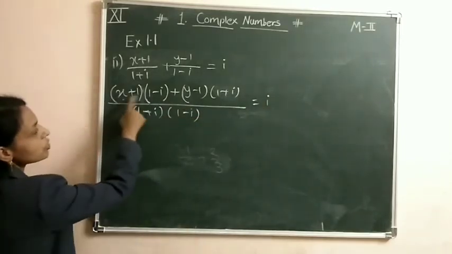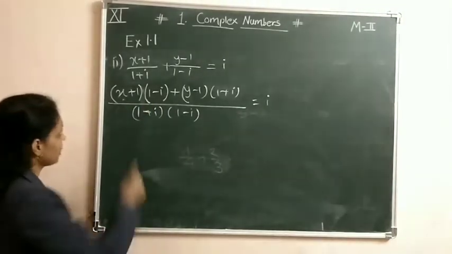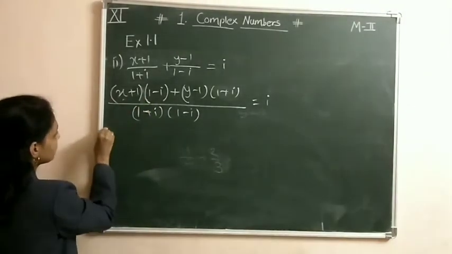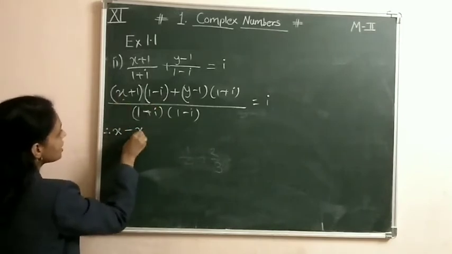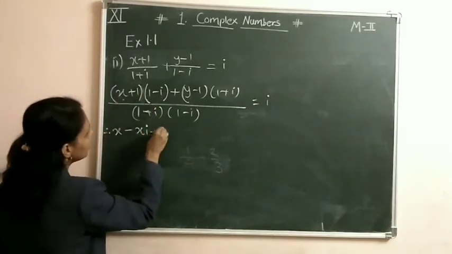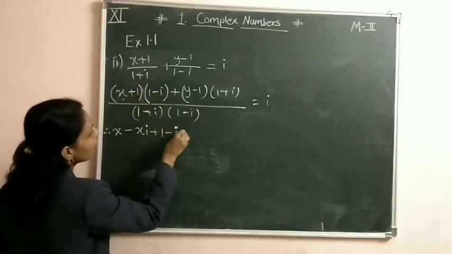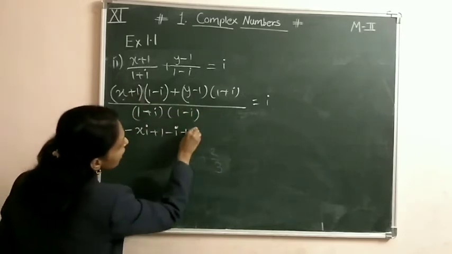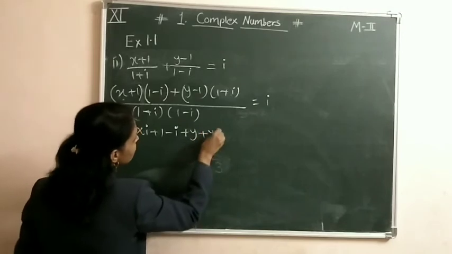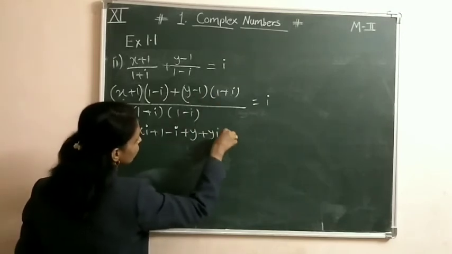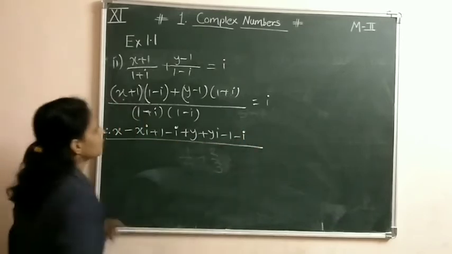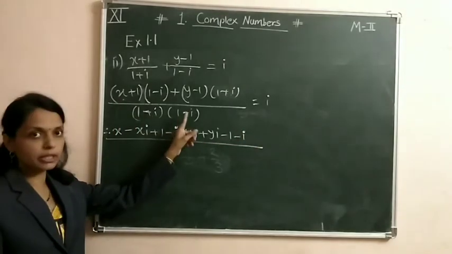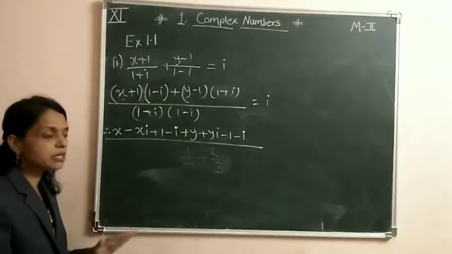Now do the multiplication of this binomial to binomial. x into 1 is x, x into negative i is negative xi, 1 into 1 is 1, 1 into negative i is negative i, plus y into 1 is y, y into i is yi, negative 1 into 1 is negative 1, negative 1 into i is negative i. In the denominator, (a plus b)(a minus b) is a squared minus b squared.